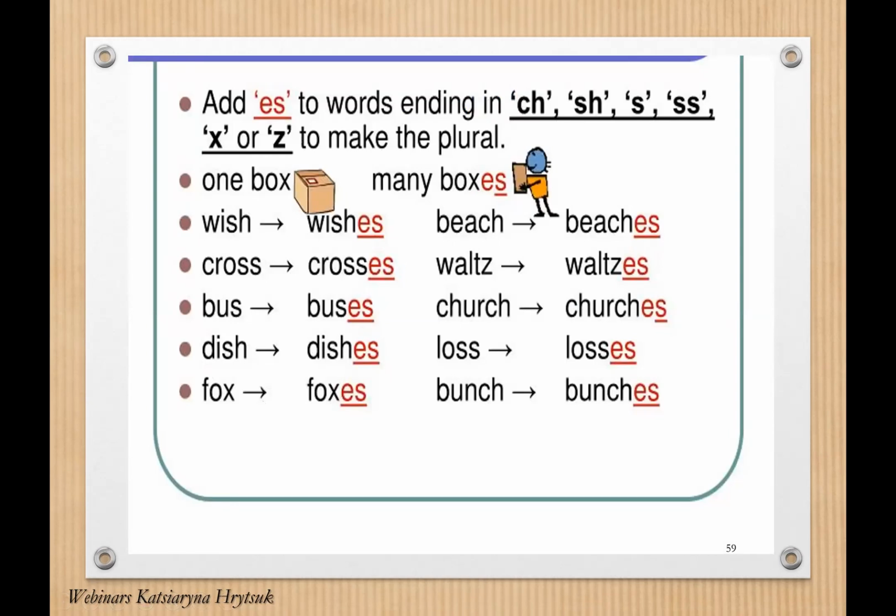Here we are. Vika, can you read? Wish. Wishes. Beaches. No. Go in the column. Don't go on this line. Go in the column. Wish, wishes, cross, crosses. Bus, buses. Dish, dishes. Fox, foxes. Okay, Sophia. Beach, beaches. Waltz, waltzes. Loss, losses. Church, churches. Yes, churches. Losses. Bunches.